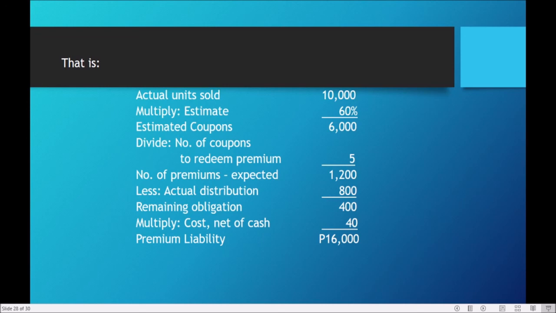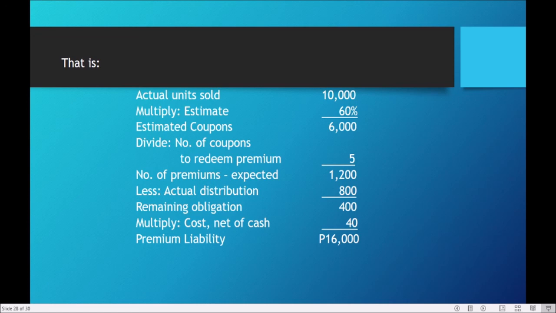So 6,000, you divide that by the number of coupons to redeem a premium, which is 5. For every soup bowl, you need 5 coupons. So 6,000 divided by 5, we are expected to release a premium of 1,200. However, during the year, we actually distributed only 800. So 1,200 minus 800, we have 400. We still have 400 remaining to be distributed. So, that would be our obligation. This means the 800 is the 40%, and the 400 is the 20% that is missing.